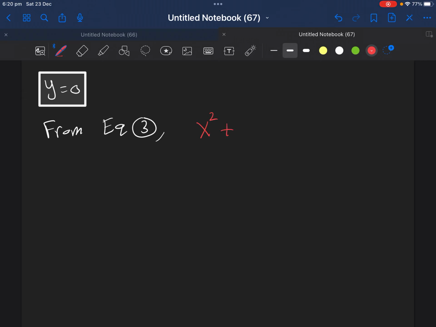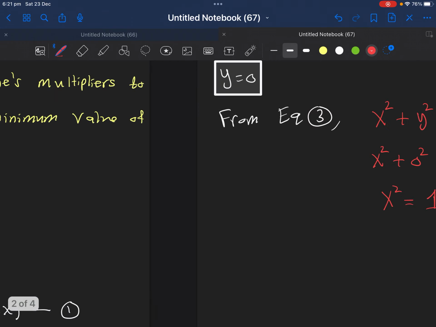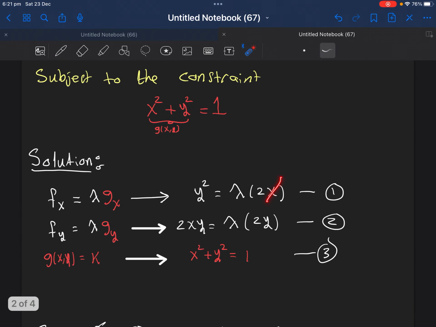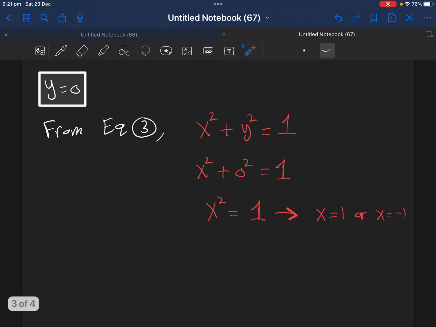we have x squared plus y squared equal to 1, which means x squared plus 0 squared equal to 1, which means x squared equal to 1, and that gives me only two possibilities, x equal to 1 or x equal to negative 1. So I find x equal to 1 and x equal to negative 1. Once we have x, we have y, and from equation number 1, we can get the lambda.